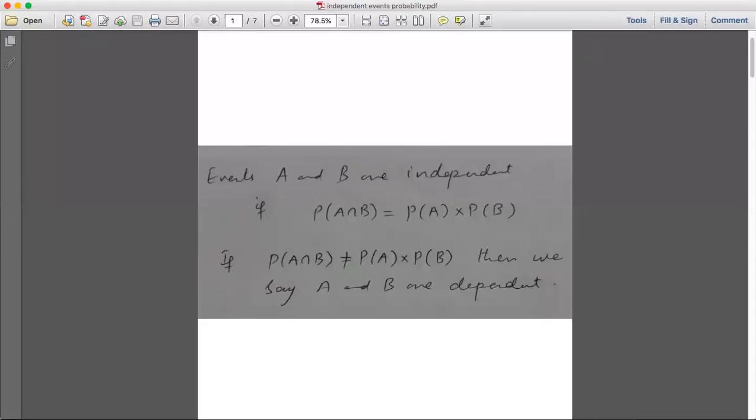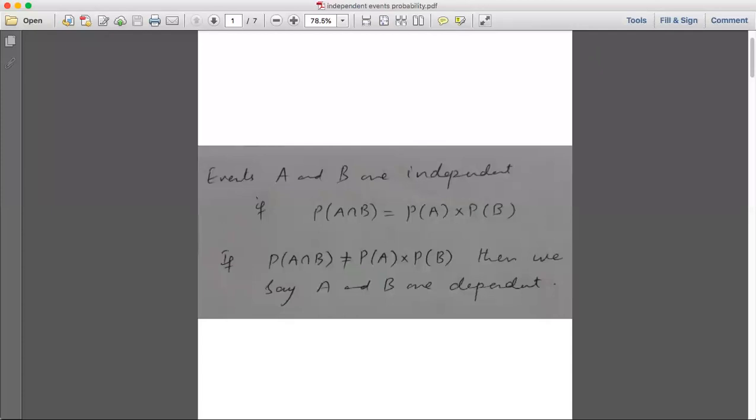Students, today we will learn about independent and dependent events, and we will find the probabilities of dependent and independent events. So first of all, two events A and B in the same sample space S are defined to be independent if the probability that one event occurs is not affected by whether the other event occurs or does not occur.